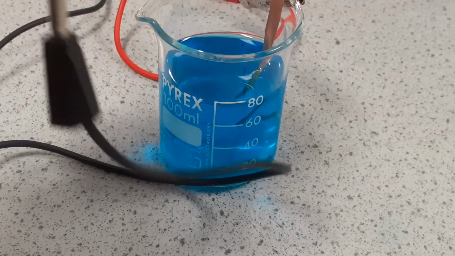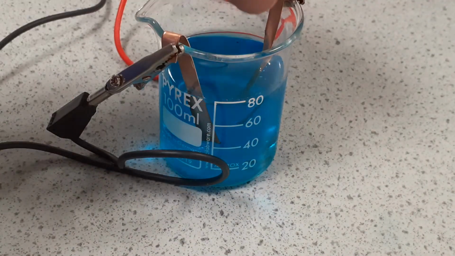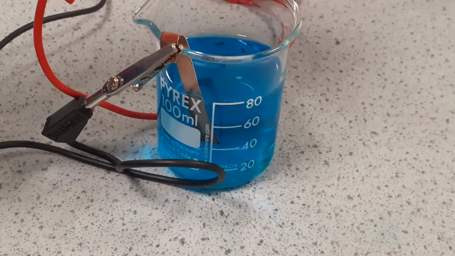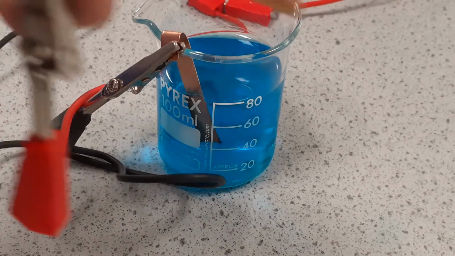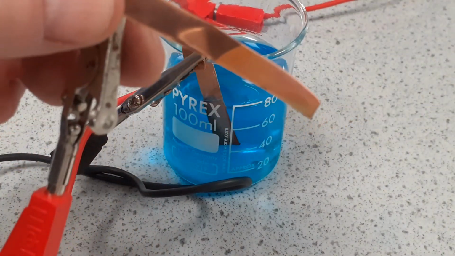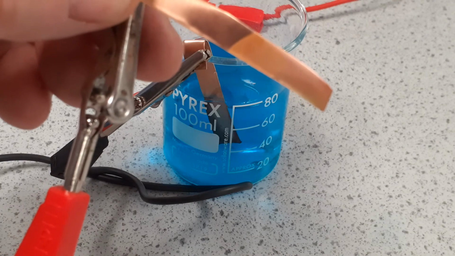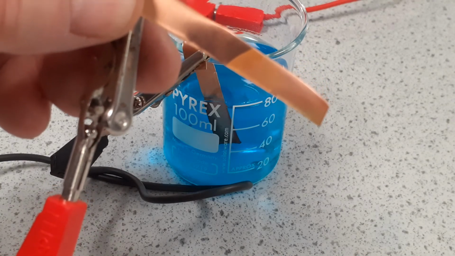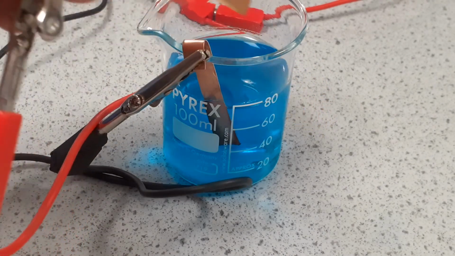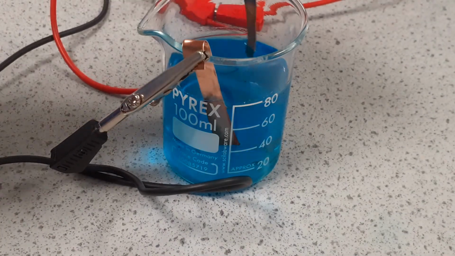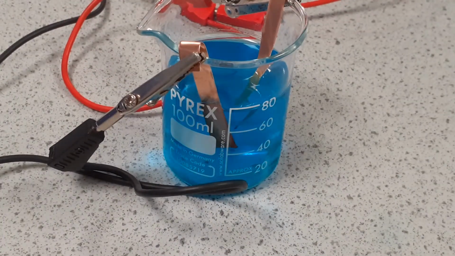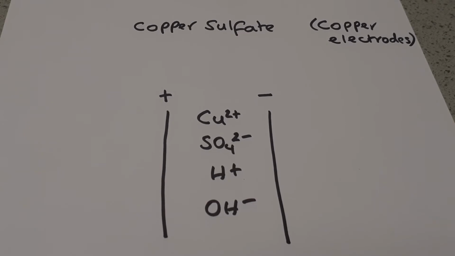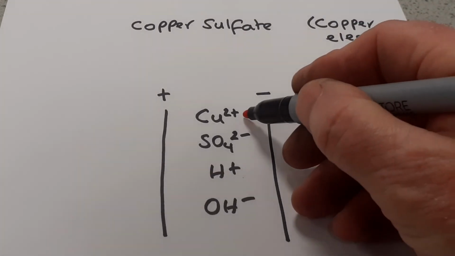Now, where does this copper come from? The copper has come from the anode. If you look at the appearance of the anode, it actually gets thinner. So the anode dissolves, goes into solution, and copper is deposited at the cathode. Okay, so let's explain what's happening.